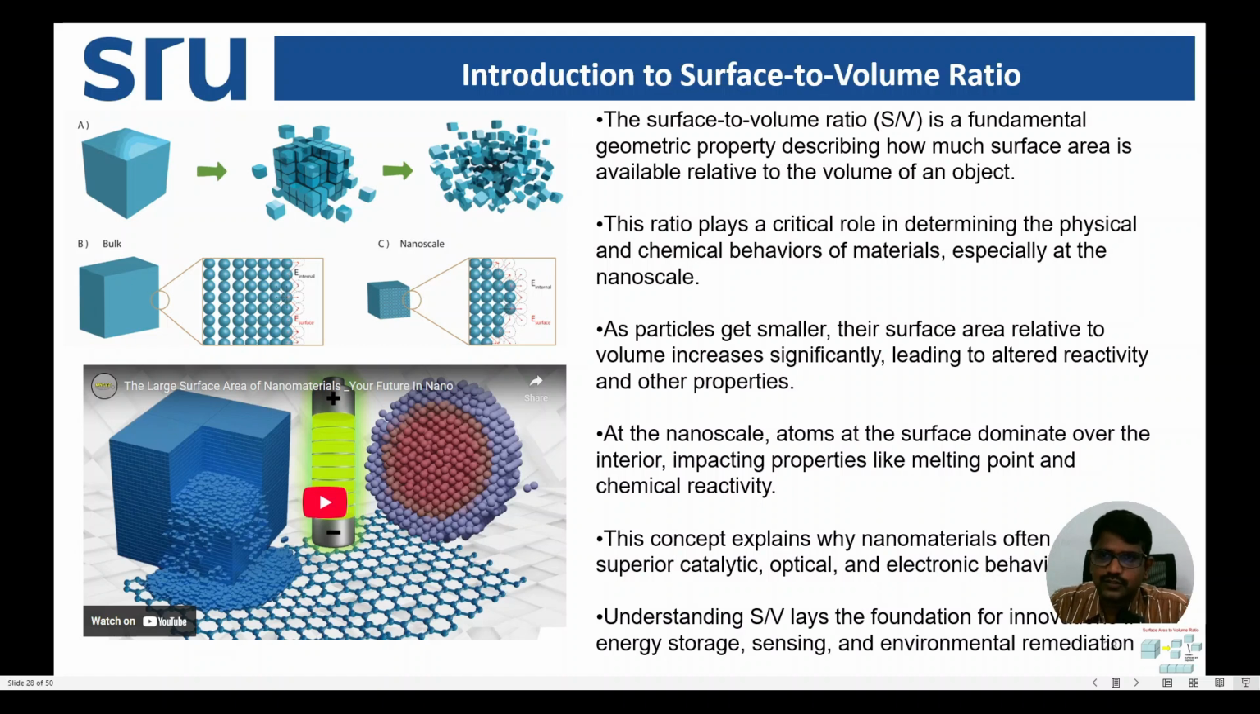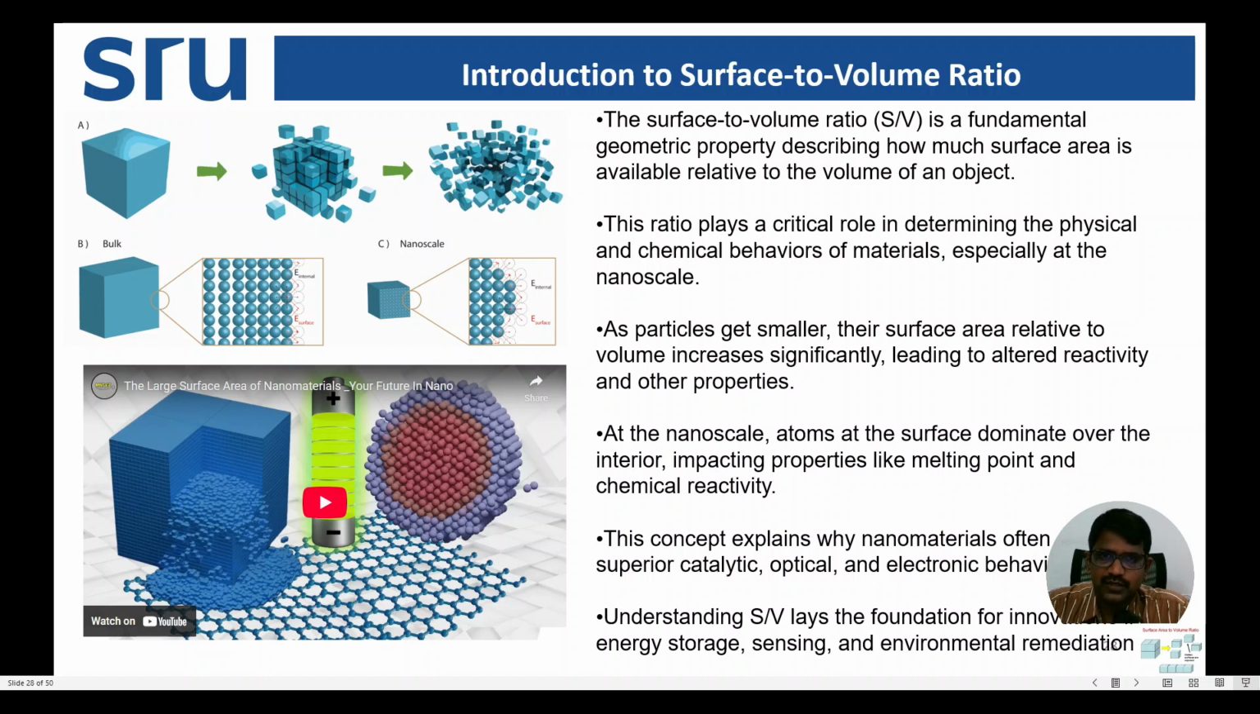What is surface to volume ratio? How does it increase or decrease? How does it influence the properties, be it mechanical, chemical, physical, or catalytic properties? How is it significant, and how does it play a major role in deciding the properties of nanomaterials, right?